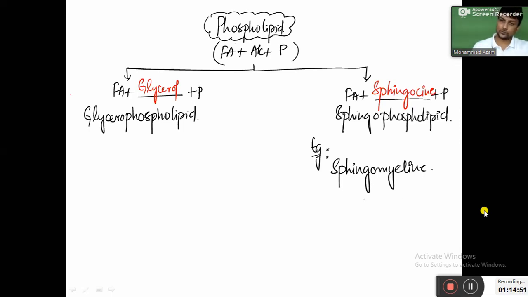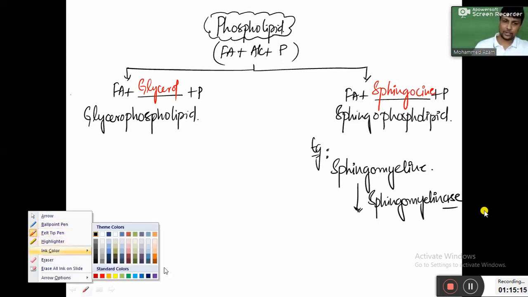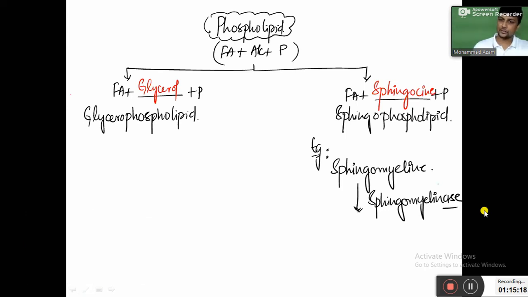And what will happen, this sphingomyelin will be metabolized here, and it is metabolized by sphingomyelinase. You need to just add the name as ACE, the name of the enzyme ACE. The sphingomyelin is metabolized by sphingomyelinase. And now what I'm trying to teach you here, in some people this enzyme will be deficient. And if this enzyme is deficient, it will lead to a disease, and that disease will be Niemann-Pick disease.